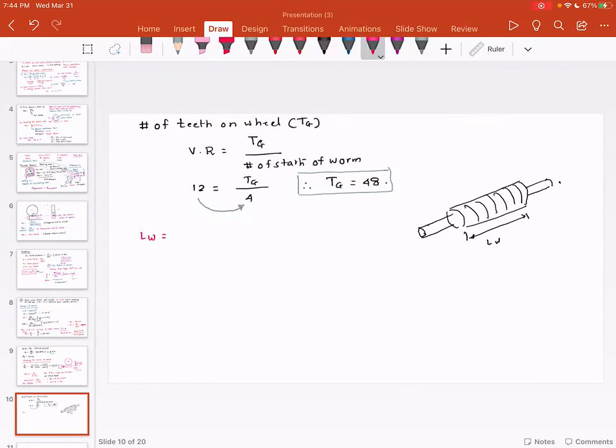And you can look at table 31.3 from the text. You will notice it is PC times 4.5 plus 0.02 TW, which is nothing but the number of starts on the worm, or N. So PC is 25.1, 4.5 plus 0.02 multiplied by 4. This is the clearance. So that gives you about 115 millimeter.